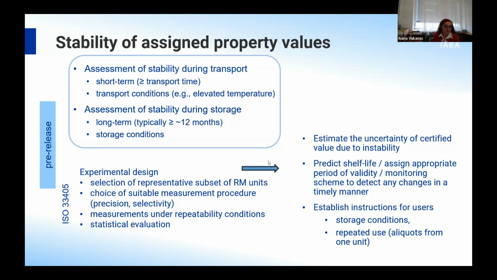Then we can predict shelf life of reference material, assign appropriate period of validity, and make a monitoring scheme after the release to detect any changes in a timely manner for the specific reference material. And also we use these results as a part of instruction for users of reference material.